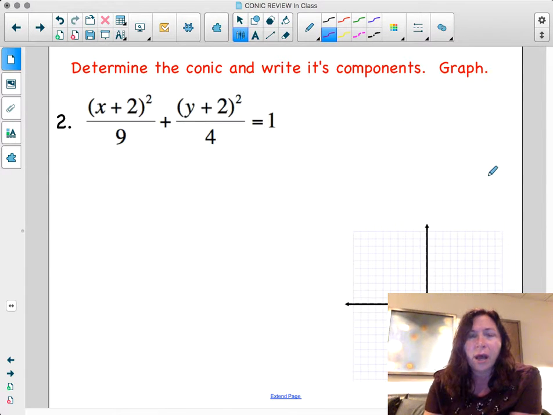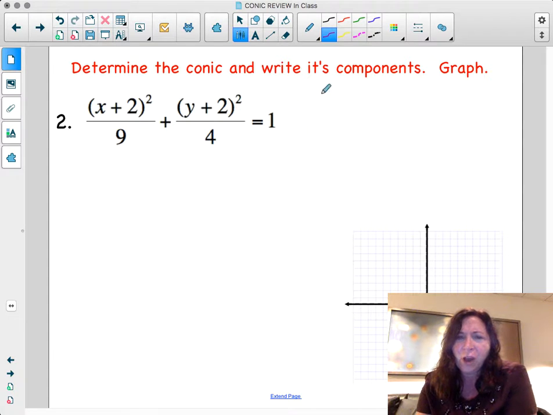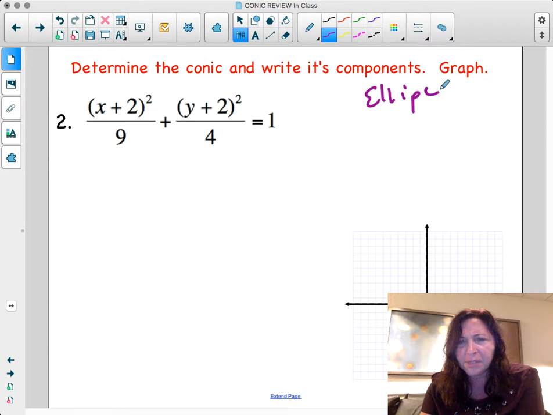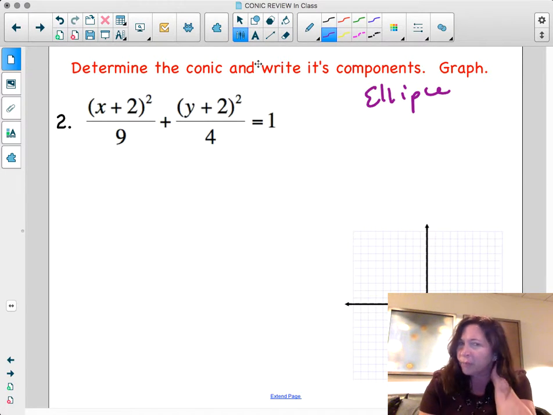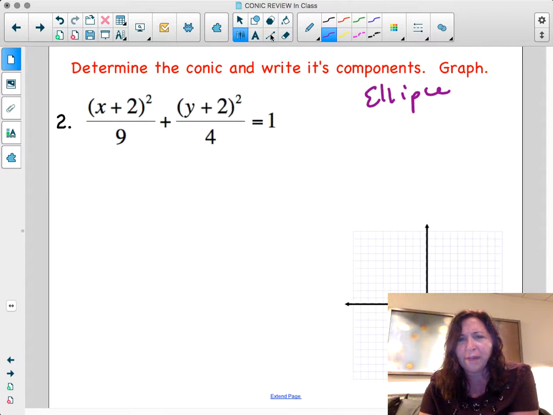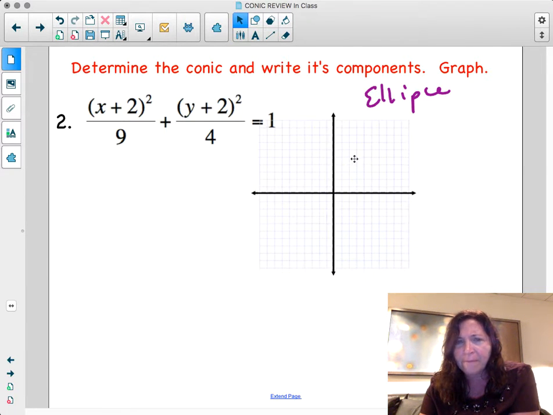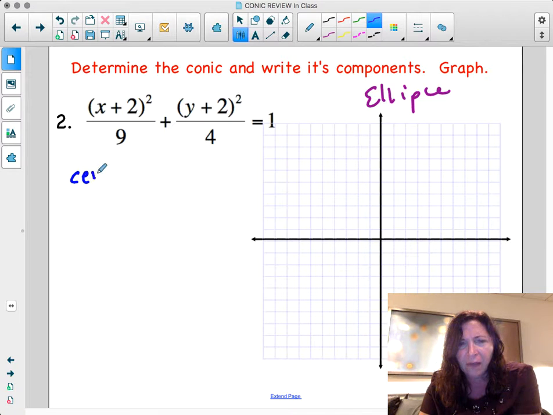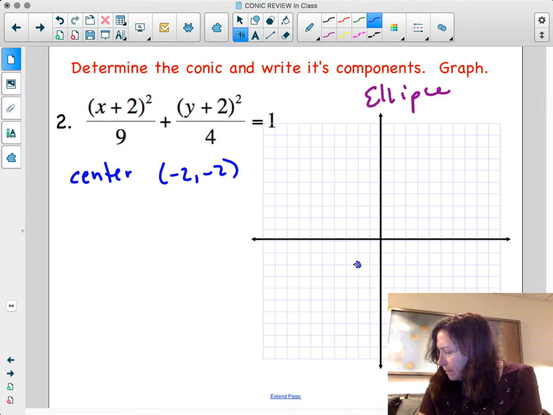Okay. For this problem, it says determine the conic and write its components. I have a positive x squared and a positive y squared. So that means it's an ellipse. They've already completed the square here. So actually, all I have to do for this problem is graph it and write down the components. So what we do know is that the center of my ellipse is going to be at -2, -2.